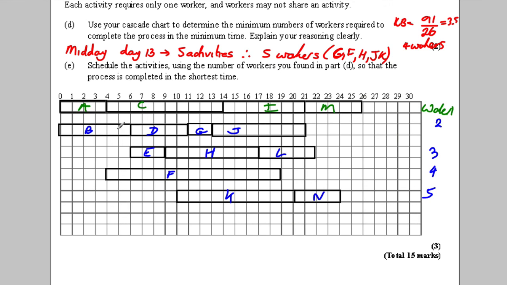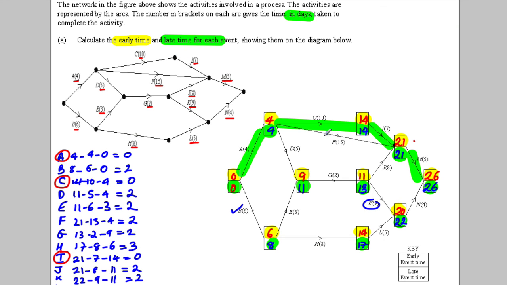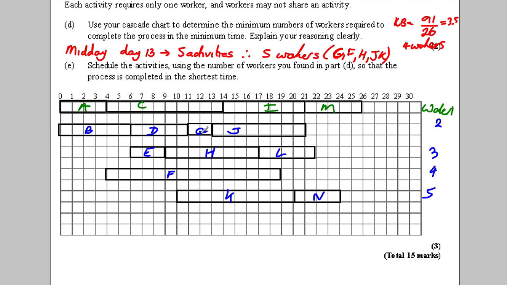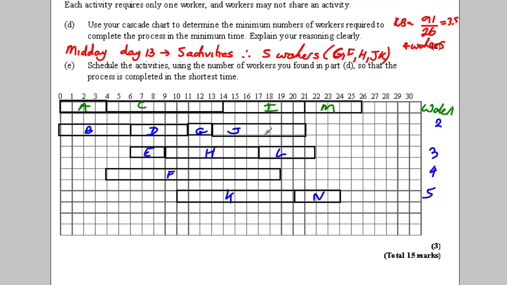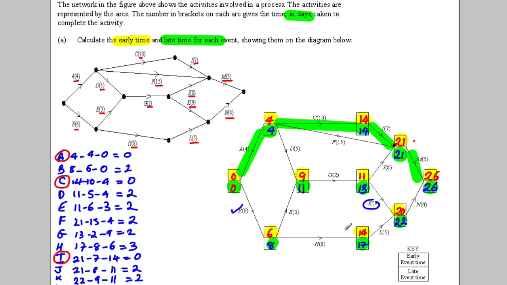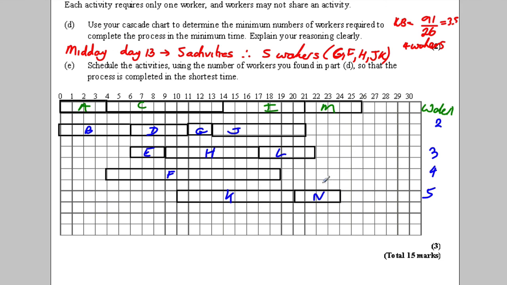Let's just check these can hold. Does D depend on B? So going back here, D can happen after B, certainly it can. Can G happen after D? G can happen after D, it certainly can. And can J happen after G? Can J happen after G? Well, it can happen after G, so that's absolutely fine. So I'm happy with that row.